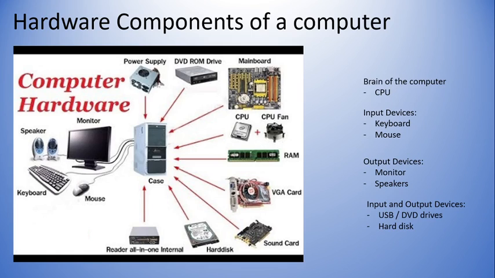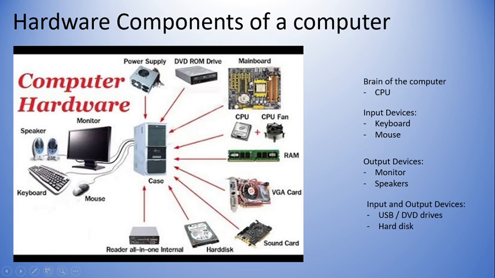Now let's talk about input devices. Input devices are the devices that are used to give input to the computer, like a keyboard or a mouse. A keyboard or a mouse are input devices because they give input to the computer. Output devices are the devices that give the output for the input that we gave. Some of them are a monitor, because it will show the output for the input, and another one is a speaker. Some devices are both input and output devices. One is a USB or DVD drive, and the other one is the hard disk.